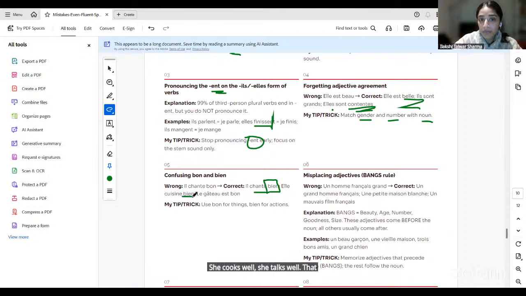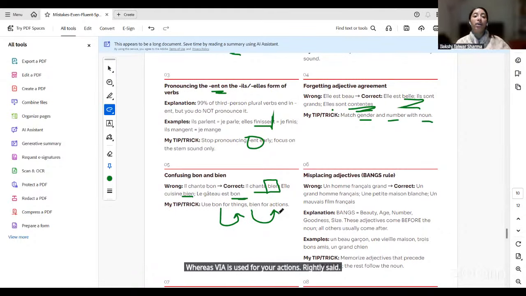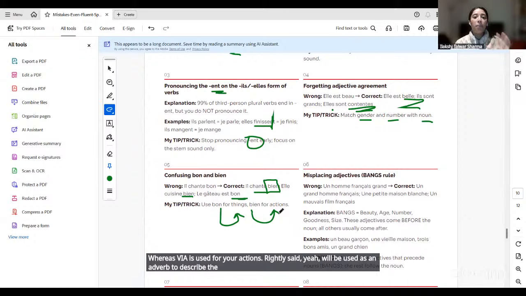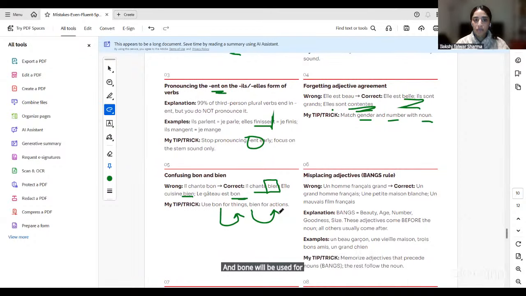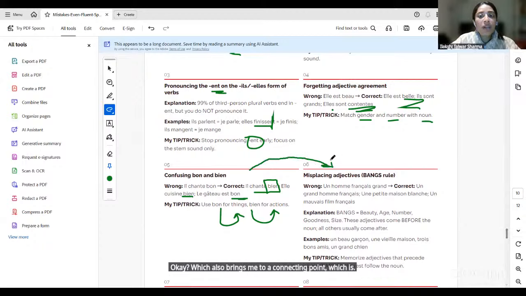That is bien. But the cake is good. The story is good. That is an adjective, so that is bon. So bon is used for things, whereas bien is used for your actions. Rightly said, bien will be used as an adverb to describe actions, and bon will be used for things. Like, it's a good cake, le gâteau est bon. But she cooks well, elle cuisine bien.